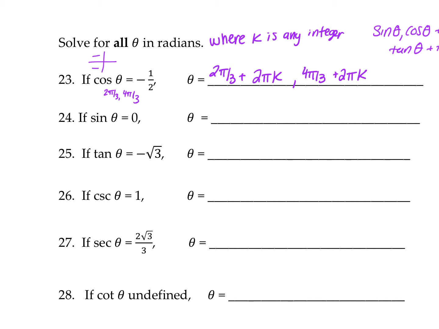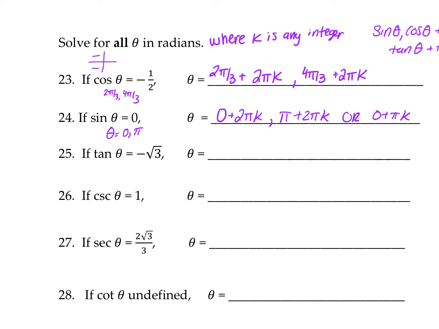So sine of theta equals 0. So sine is 0 on the unit circle at 0 and pi. In this case, actually, this is one of the only ones where it works out like this. So I would say 0 plus 2 pi k and pi plus 2 pi k. We could also have just written it as 0 plus pi k. But either way, that works.